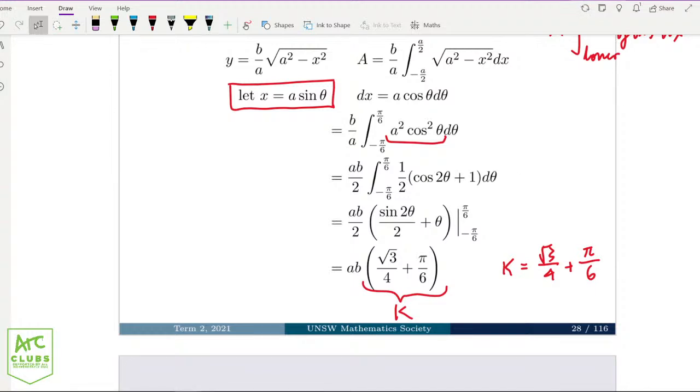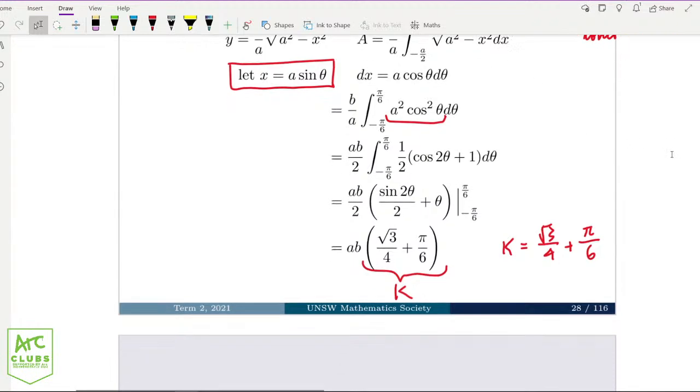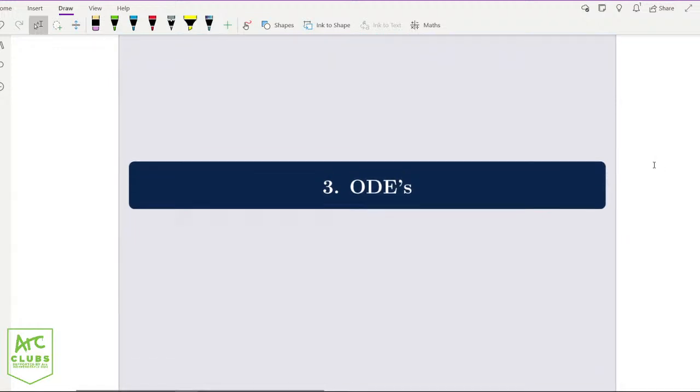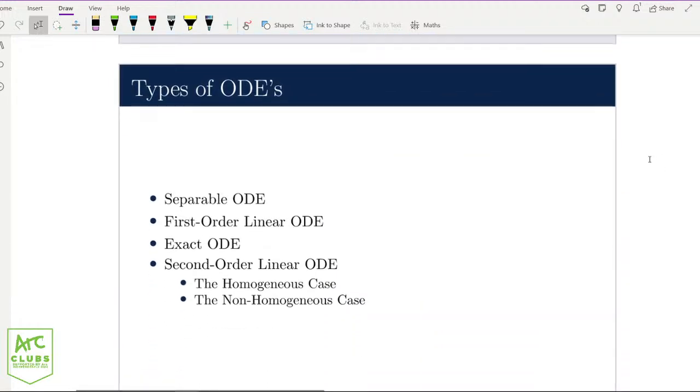Right, so that brings us to the end of the second topic, integration. So now moving on to the third topic, which is quite long, we have ordinary differential equations. So just an overview of the types of ODEs that we will be covering today. Firstly, we're starting with separable ODE, and then we have first order linear ODE, we have exact ODE, and lastly we have second order linear ODE. And specifically for the last type of ODEs, we have the homogeneous case as well as the non-homogeneous case.